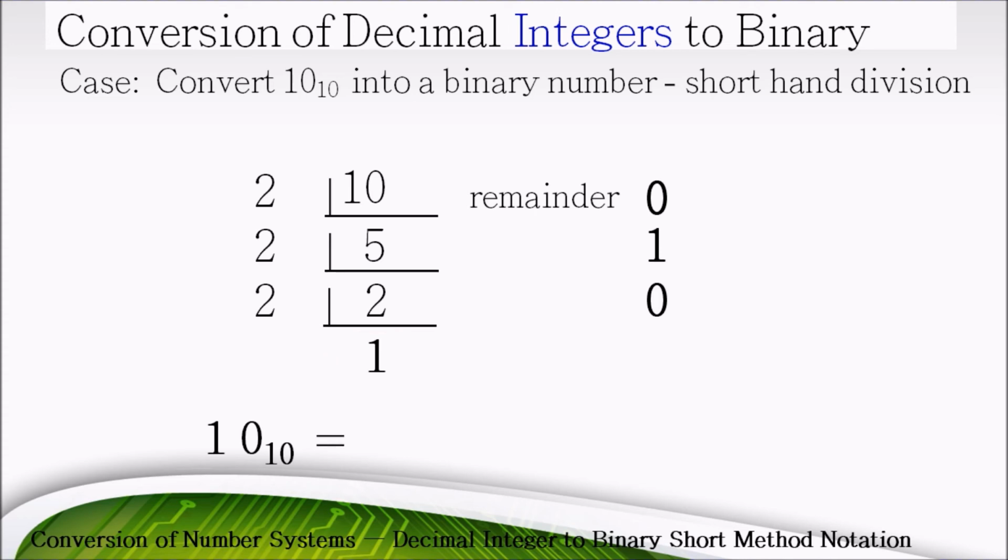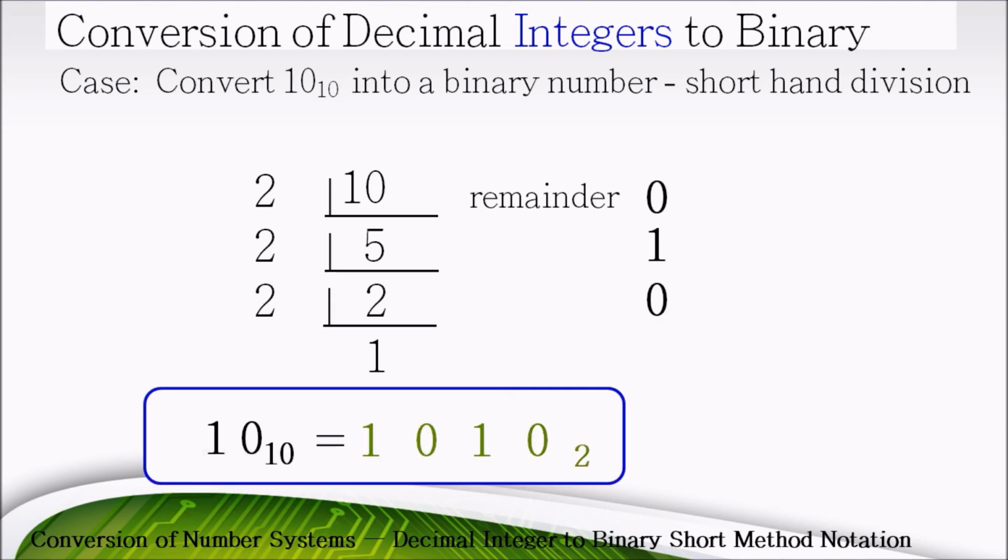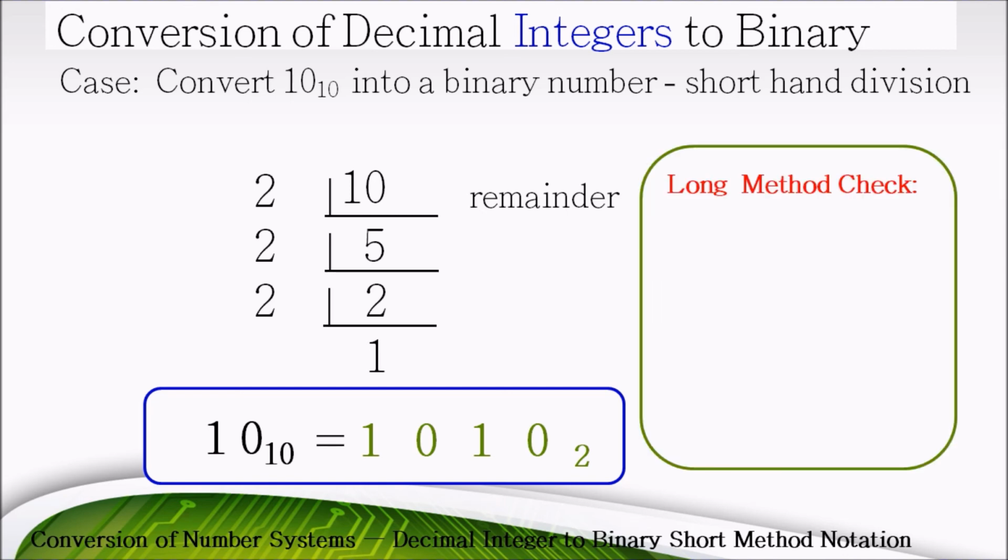The latest quotient of 1 becomes the beginning digit of the binary number equivalent. Attach in series the remainders obtained starting from the most recent and ending with the first remainder obtained. The resulting binary value is 1010. Therefore, the decimal number 10 in binary is 1010. Let us check our result. First, using the long method. Please follow through this process.